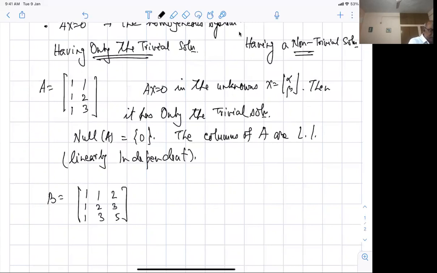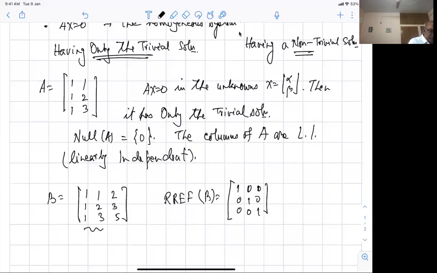Let's compute the RREF of this. So the RREF of this matrix B will be equal to, the first part will remain the same. You can see here that these are the two things, and 2, 3, 5 is separate. Whichever way you want to see, you can also see that 1 plus 1 is 2, 2 plus 1 is 3, 3 plus 1 is 4, but here it is given as 5. So the RREF of this will be like this.